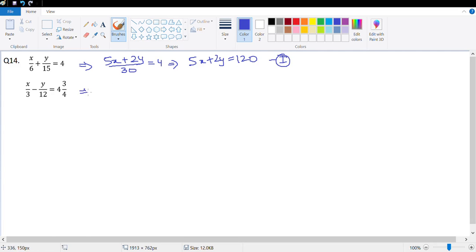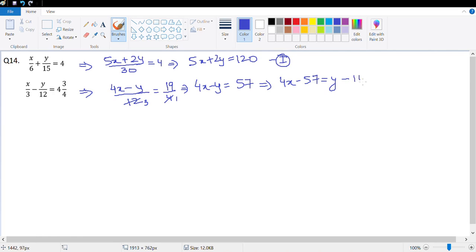Let's take the LCM here as well. The LCM of 3 and 12, yes, that's 12. So it has to be multiplied with 4. So 4x minus y is equal to 4 into 4, 16, plus 3, 19. So 19 upon 4, which means 4x minus y is equal to 3 into 19. That's 57. That's okay. But let's solve this further, which means 4x minus 57 is equal to y. I take 57 here, negative y there. Let's call this equation 2.